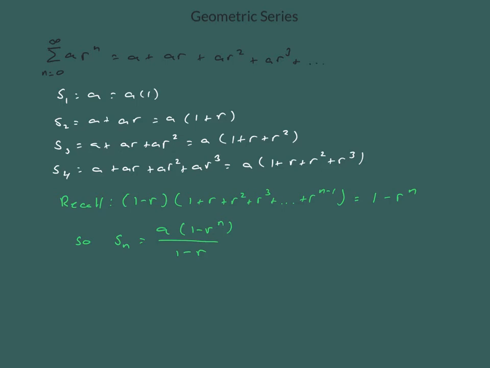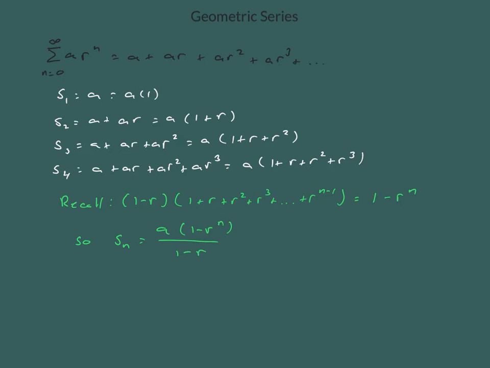Now let's take a look at a geometric series. A geometric series is, in this case, the sum from n equals 0 to infinity of a times r to the n power. If you remember from your pre-calculus days, a geometric series is where we're multiplying by the same amount every single time. That amount is generally labeled r, and it's called the common ratio.